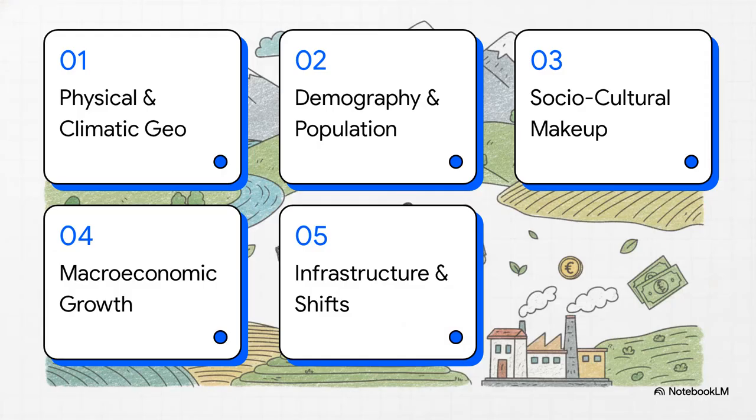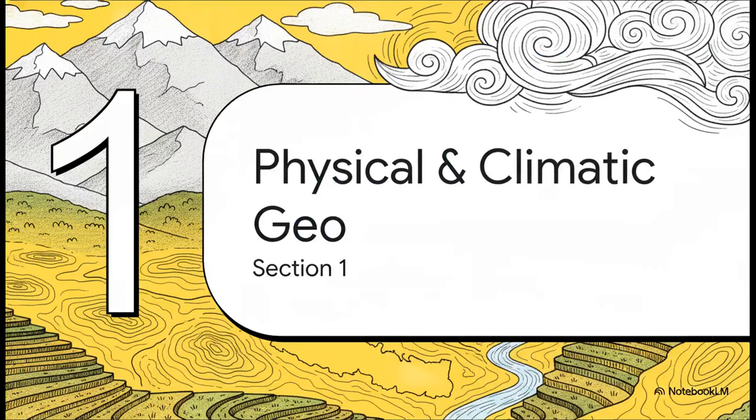Here's a quick look at our agenda. Today we're covering 1. Physical and climatic geography. 2. Demography and population dynamics. 3. Sociocultural composition. 4. Macroeconomic geography and growth. And finally, 5. Infrastructure and sectoral shifts. Starting right off with Section 1, Physical and Climatic Geography.